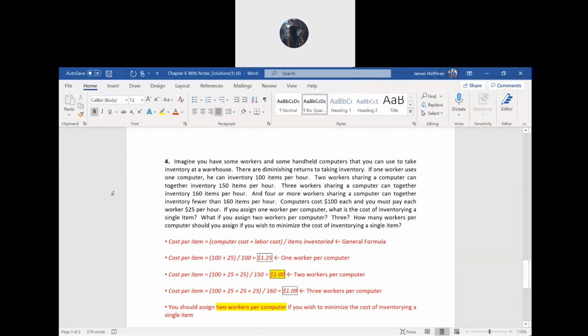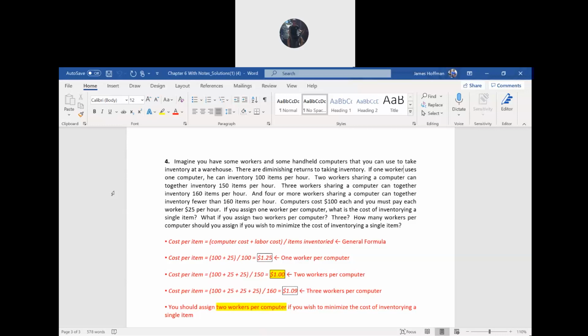All right, so number 4, another example. Here we go. Imagine you have some workers and some handheld computers that you can use to take inventory in a warehouse. So this is going to illustrate diminishing returns. So there are diminishing returns to taking inventory.